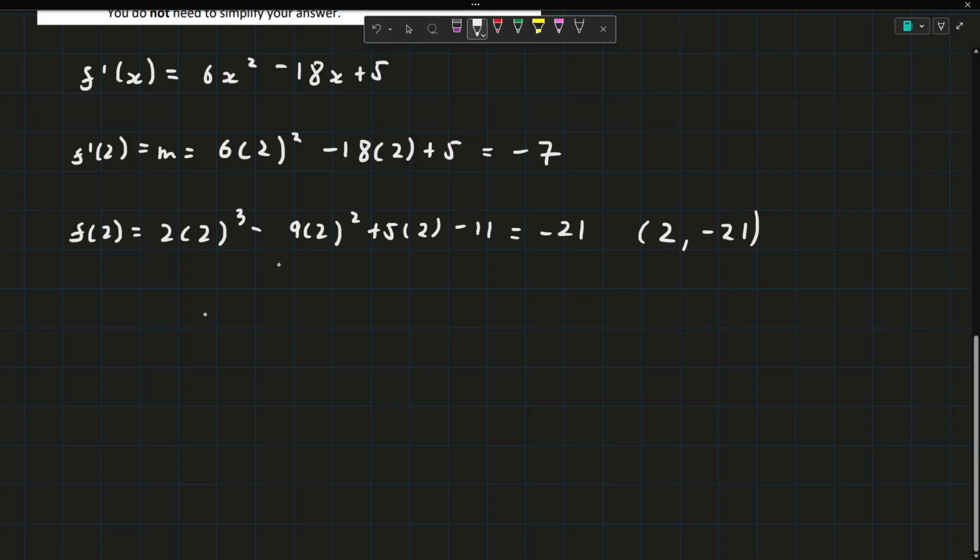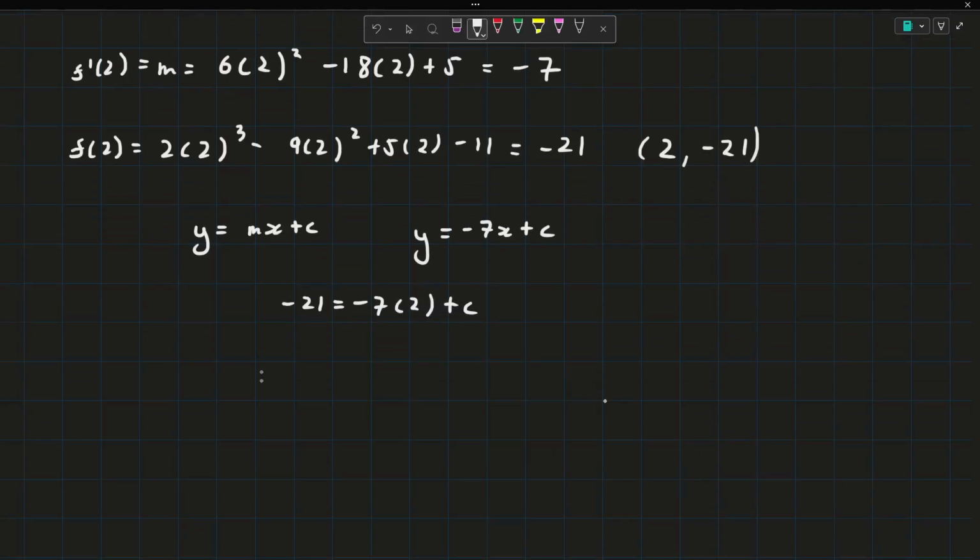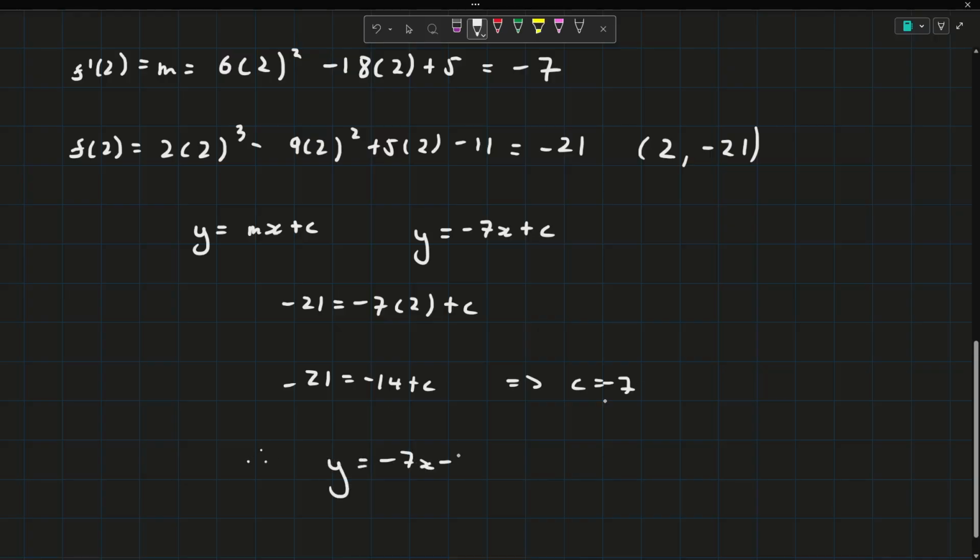So now the equation of a line, we have y equals mx plus c. We know that m is minus 7, so y will be equal to minus 7x plus c, and we know this point. So we can say that minus 21 equals minus 7 times 2 plus c. That's just subbing in this point because we know this point's on the line. So that means that minus 21 equals minus 14 plus c. And then when we bring the minus 14 to the other side, c is equal to minus 7. So therefore, the equation of the line is y equals minus 7x minus 7.